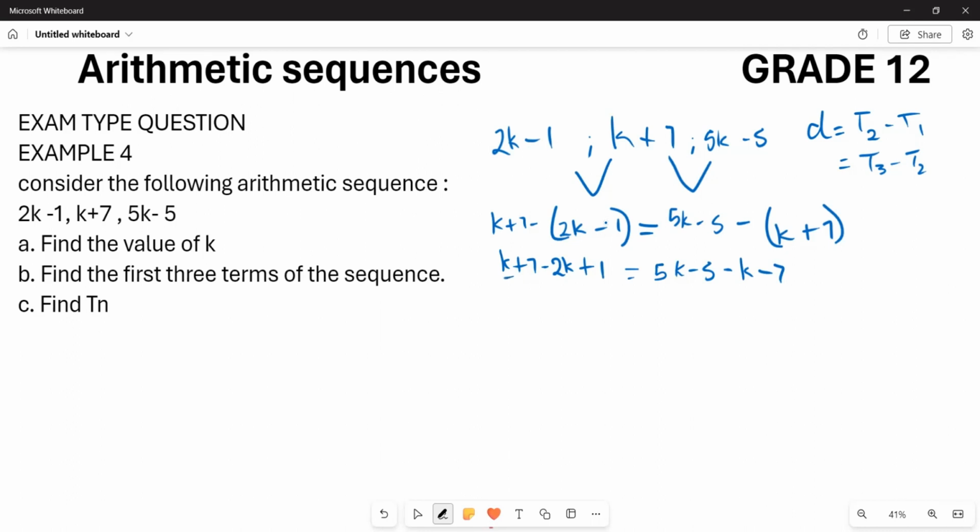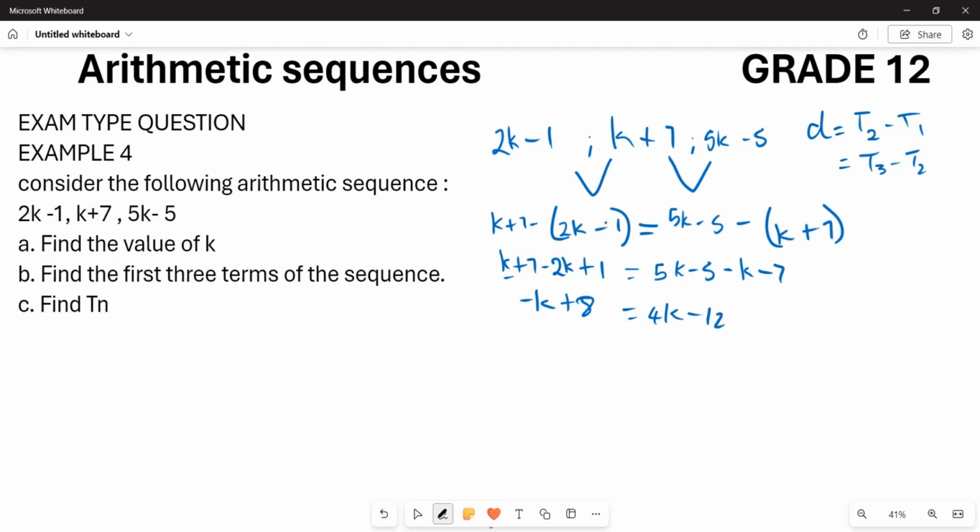Now, this is going to be k subtract 2k, which is going to give you negative k. When you say 7 plus 1, this is going to give you plus 8. Similarly, on this side, you are going to have 4k, and then when you say negative 5 subtract 7, the answer is negative 12, right?